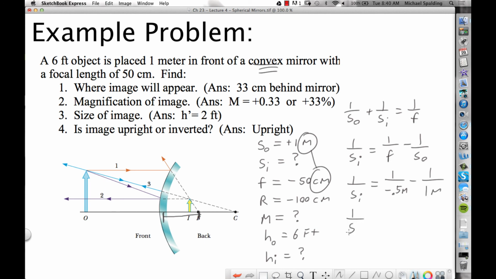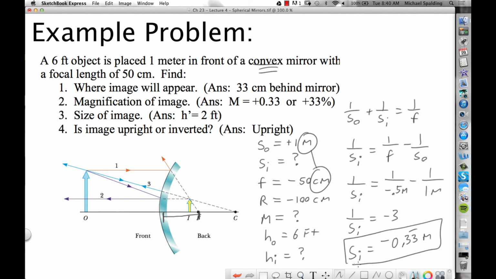So you do the algebra. 1 over SI comes out as negative 2 minus 1. What's negative 2 minus 1? Negative 3. So this is equal to negative 3. So SI, the image distance, comes out as negative 1/3 meter, or in other words, we'll put it in decimal form, negative 0.3 repeating meters, or 33 centimeters.